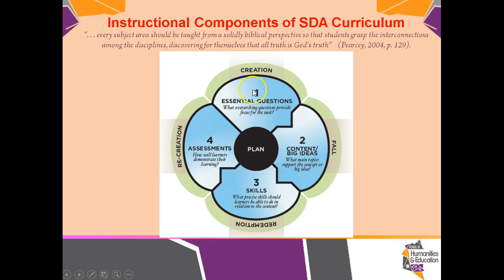And these components would be the essential questions. What overarching question provides focus for this unit? Then you have the content, big ideas. What main topics support the concept or the big idea? Then you have the skills. What precise skills should learners be able to do in relation to the content? And then of course followed by the assessment. How will learners demonstrate their learning? And as those four interact together here, the overall plan comes into perspective.